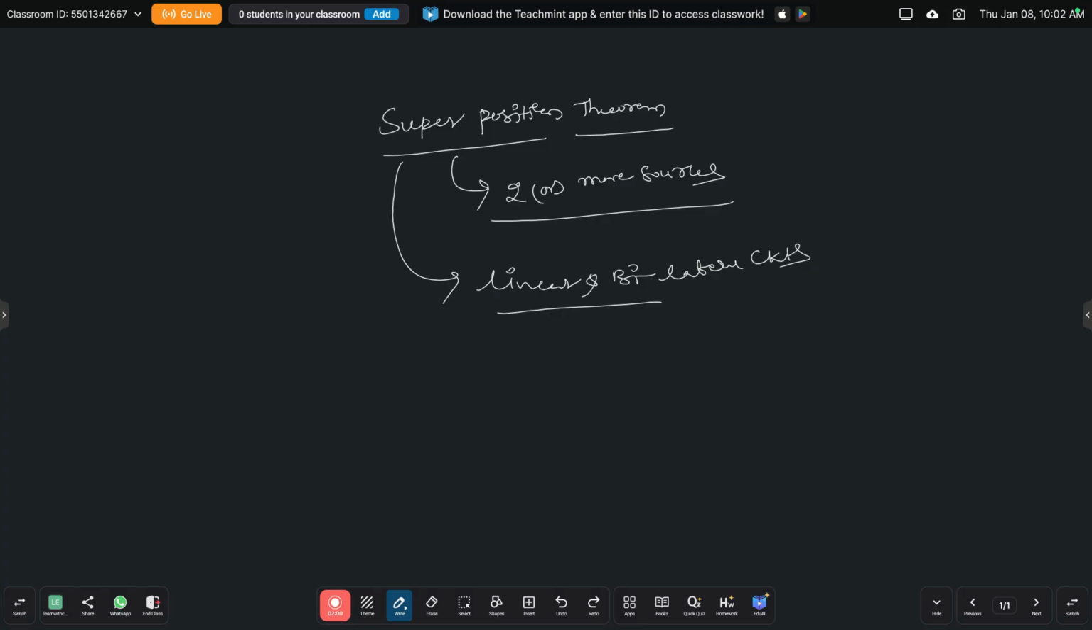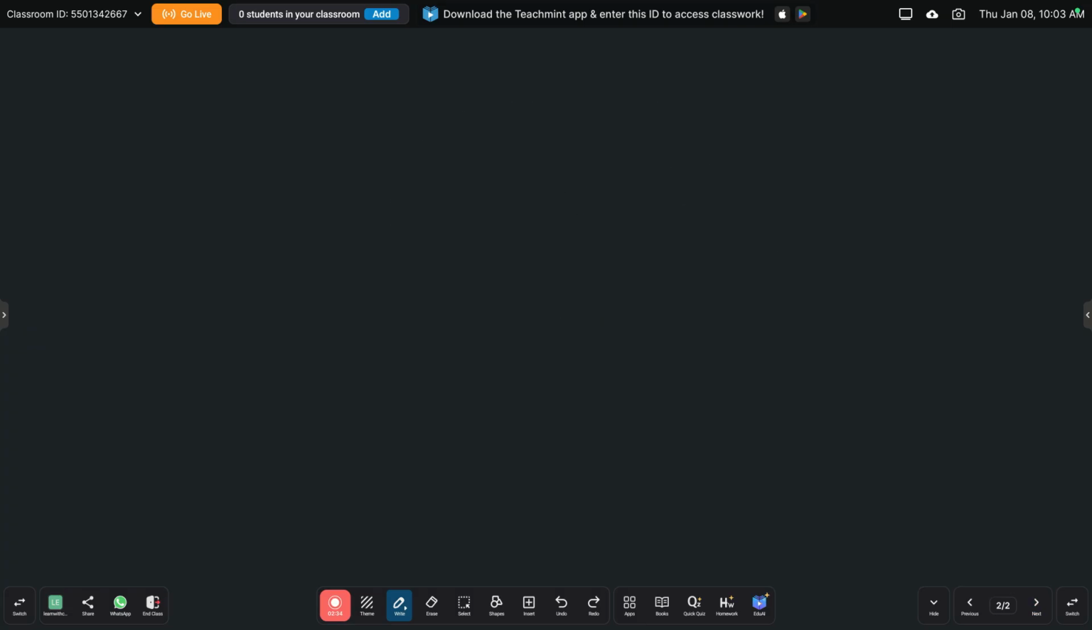So what is the statement of this superposition theorem? The superposition theorem states that in any linear and bilateral network consisting of two or more sources, the response of any element is equal to the algebraic sum of the responses caused by individual sources acting alone. So this is the statement of the superposition theorem. You can understand this statement clearly by taking an example. Suppose we are taking one circuit.